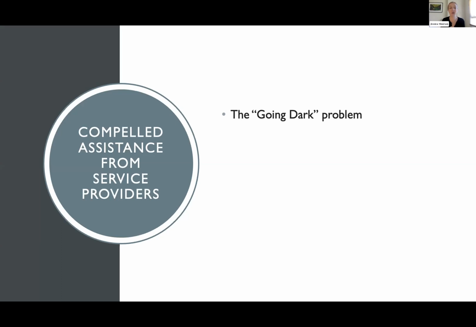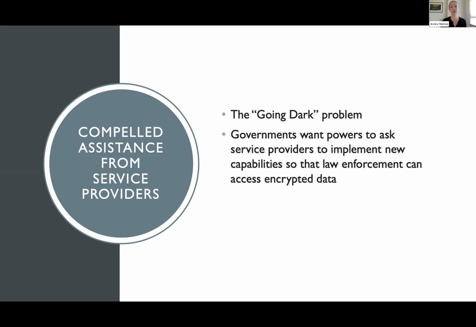They discuss this as the going dark problem, that because of encryption, they are no longer able to have access to files, data, communications, especially communications that they used to have in the pre-internet era. They used to be able to intercept phone calls and mail through the post, and they obviously don't have that ability anymore. And so they're increasingly asking service providers to implement new capabilities so that they can access encrypted data.